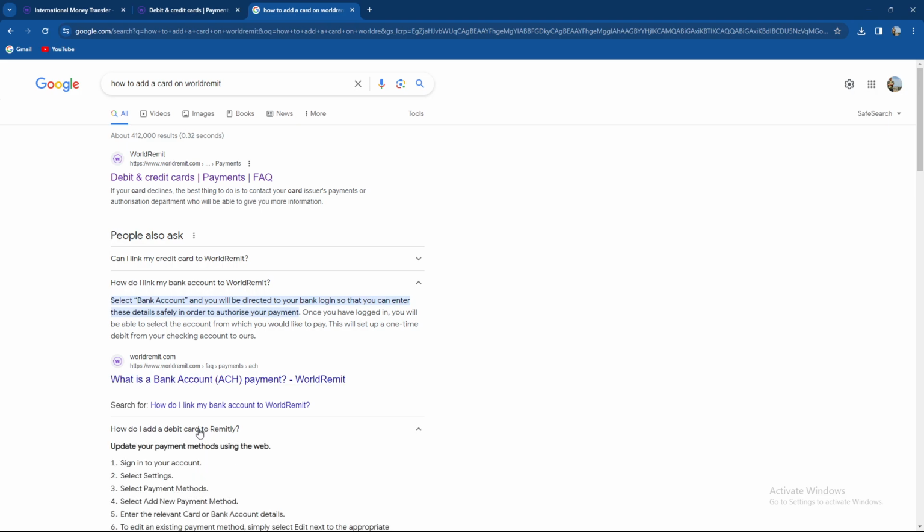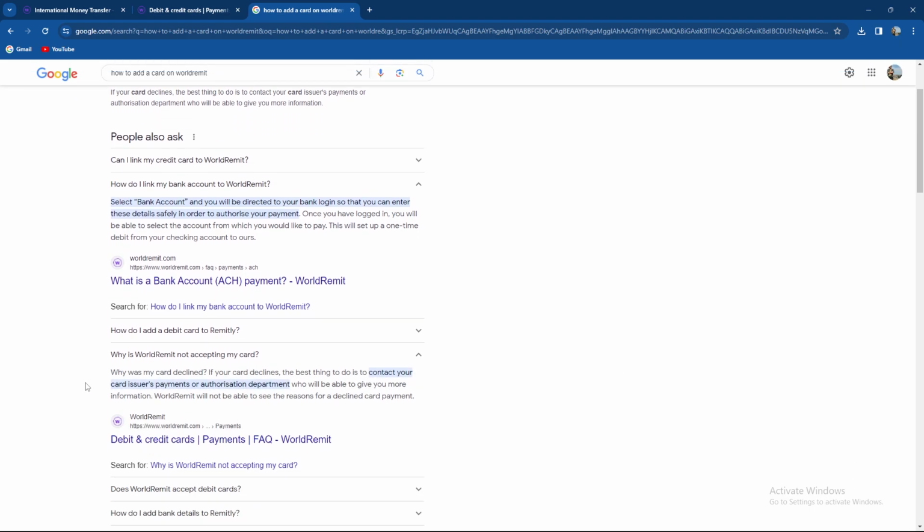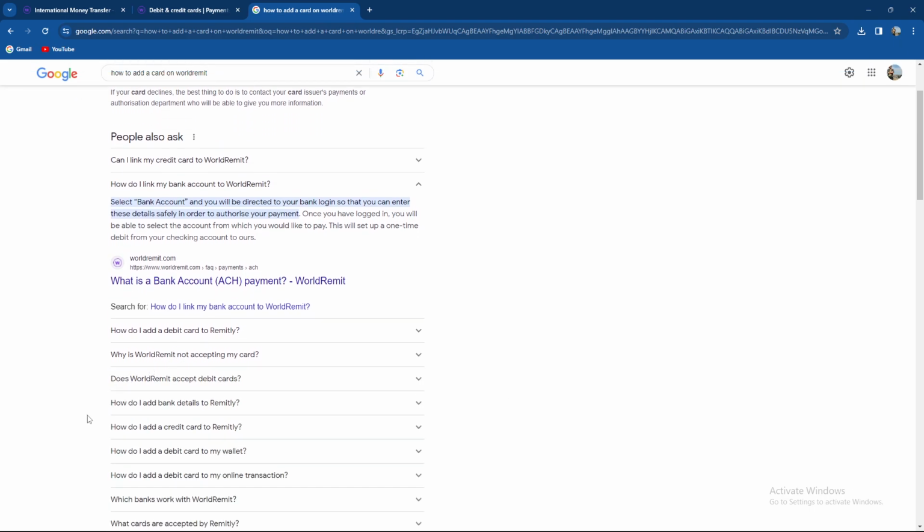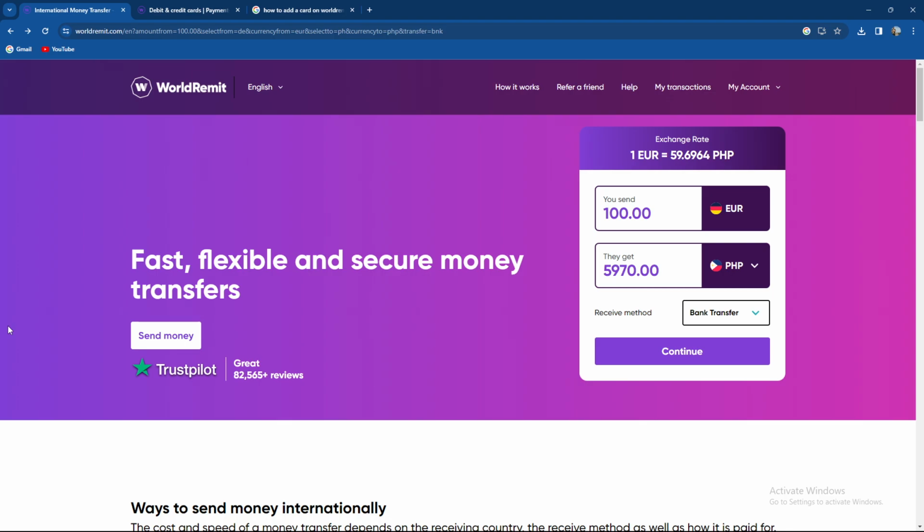So how to add a debit card? It's basically the same process. So why is it not accepting? You need to contact your card issuer. So basically those are some of the issues regarding credit cards and debit cards.